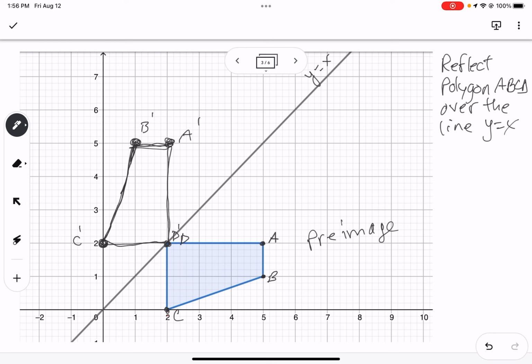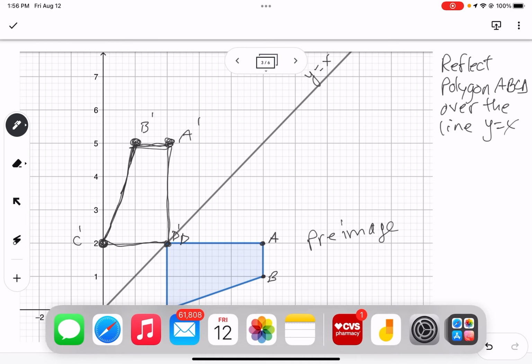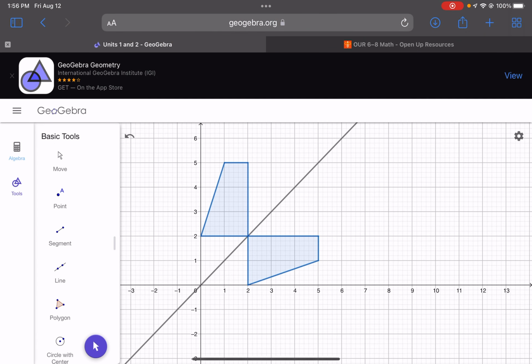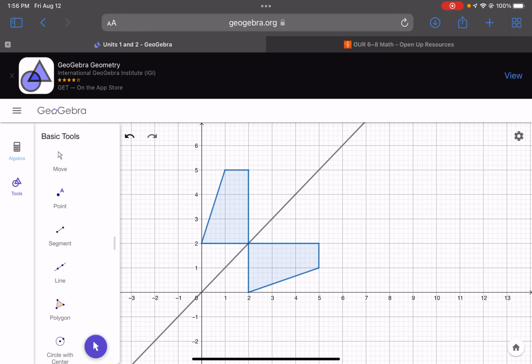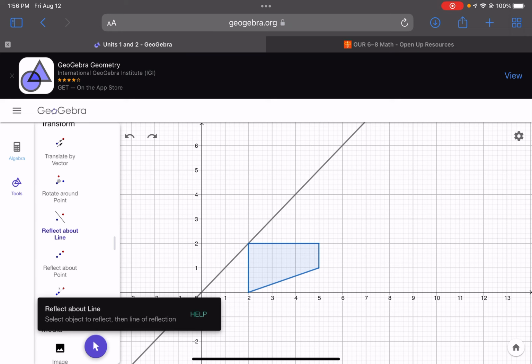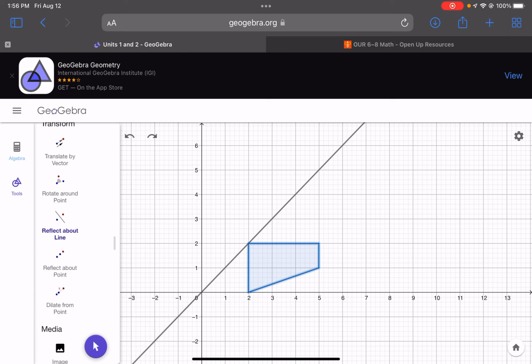Let's take a look at a neater version in the applet. Here we go. They look like wings. I will walk you through. There we go. Scroll down to your translation, reflection, all that. Okay, I have my figure. I have my line. Make sure that you click reflect about a line. Click your polygon. Click your line. And voila. There it is. A lot neater than what my sketch was.